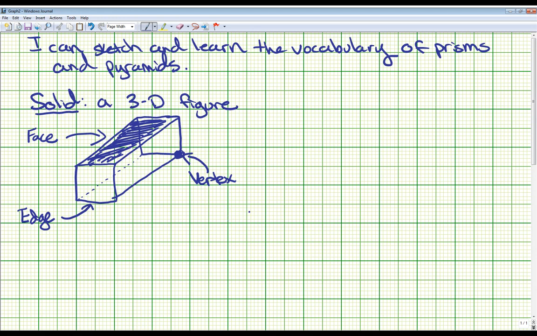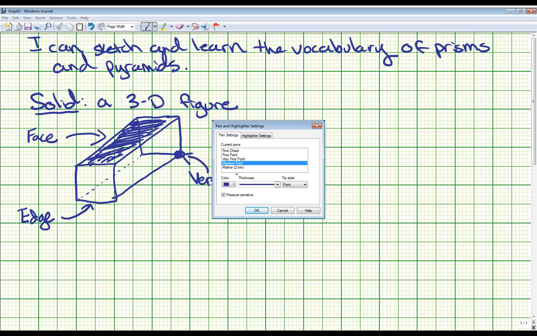So that's kind of our vocabulary to start off with. We're going to get to a little bit more vocabulary in a little while here, but let's try example 1 before we do that. So we'll skip to a different color here.